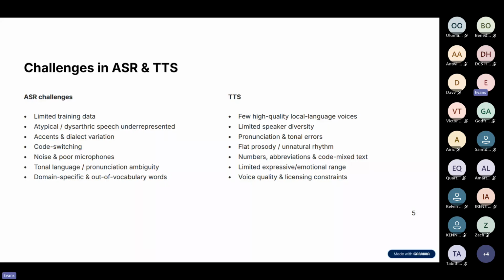Yeah, and TTS, I mean, the problems are the same for both. It's the same thing. Few high local language voices, right? So for TTS, it's highly based on the speakers that were used to train the model, or the speakers that recorded the data, right?